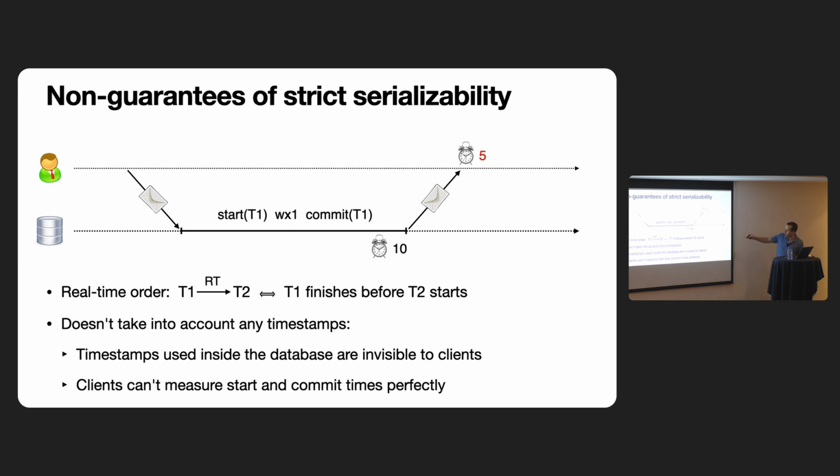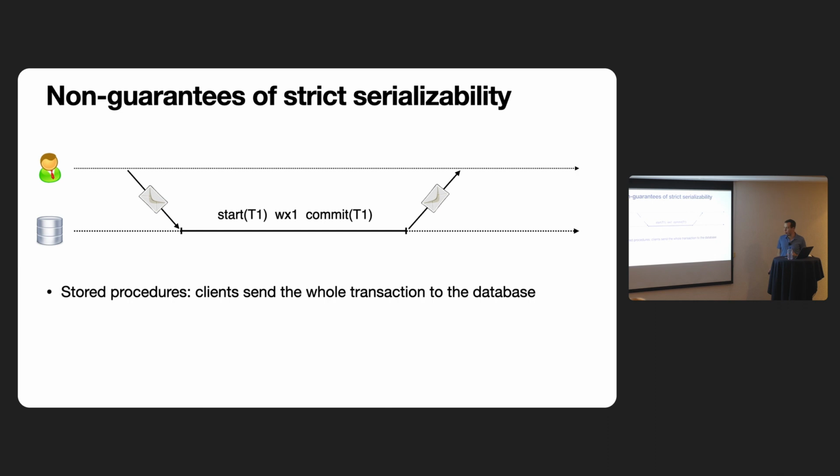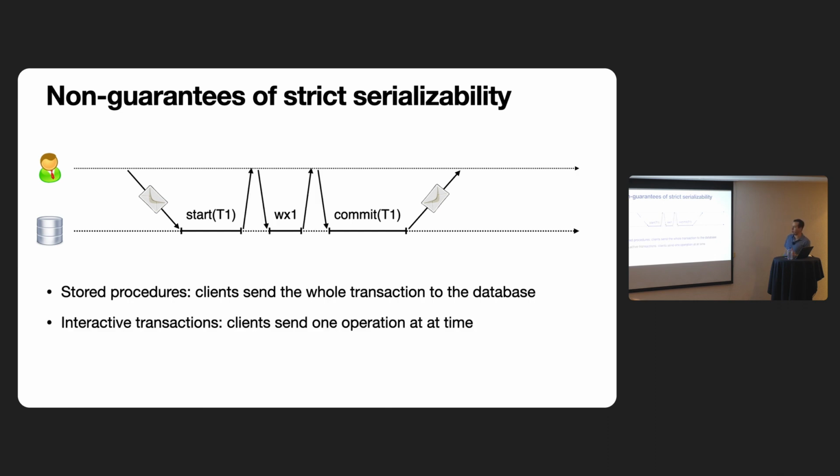So I drew this picture as if I execute stored procedures, right? So here I send a message saying, here's my whole transaction, please execute it. The database does its work and returns the results. Well, actually, what often happens is you may have interactive transactions. Somebody brought this up. Now, that means that the picture looks kind of like this, where the client says, okay, I'd like to start a transaction. Okay, fine, we started it.